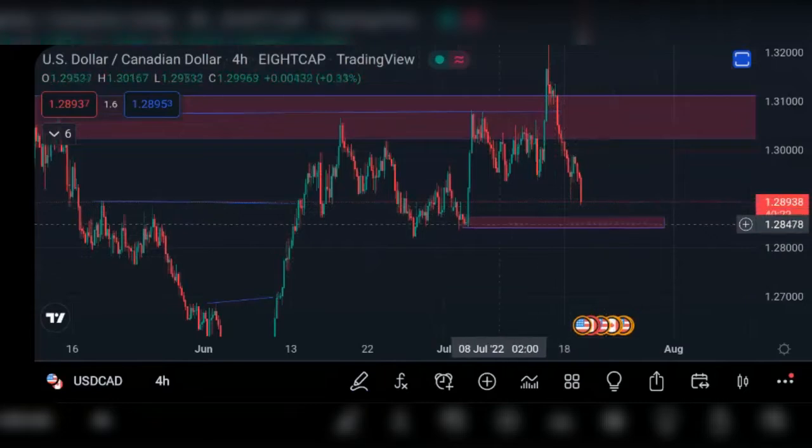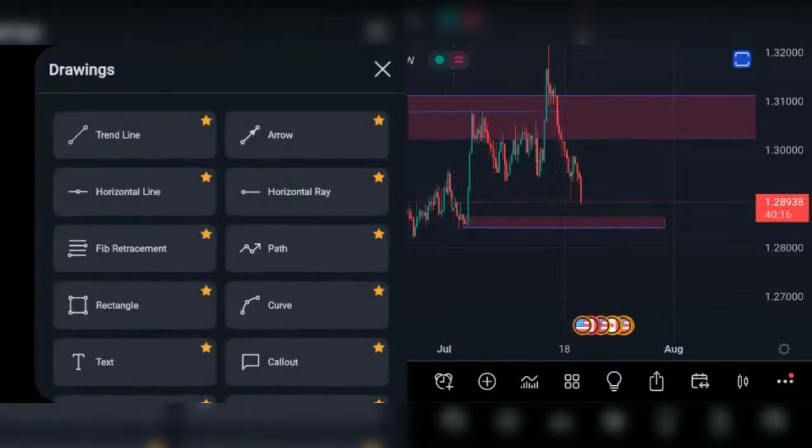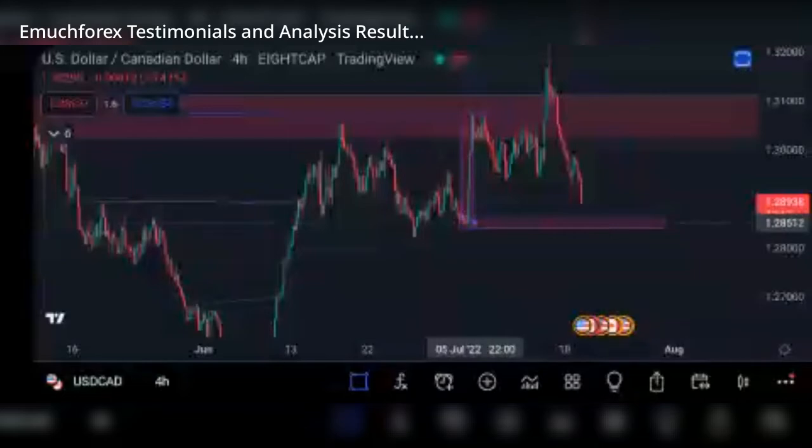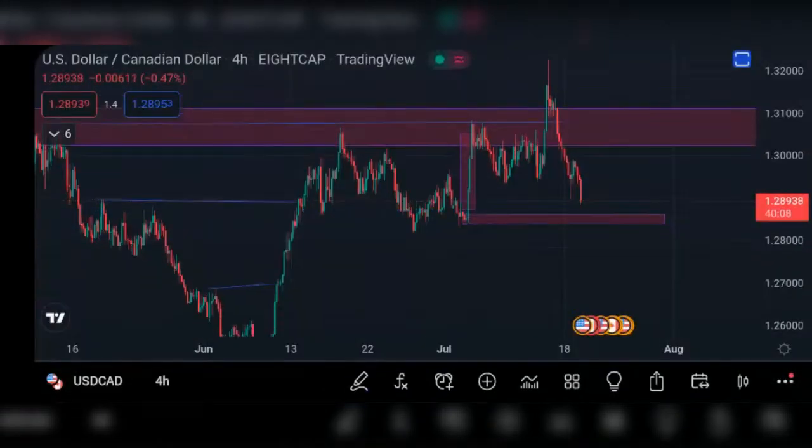Now, this is the most recent order block which I am expecting price to tap into. Why? Because there is clear imbalance. There is clear price inefficiency. You can see the inefficiency from here. Here we're seeing very clean inefficiency. And also, there is a shift in market structure from here.